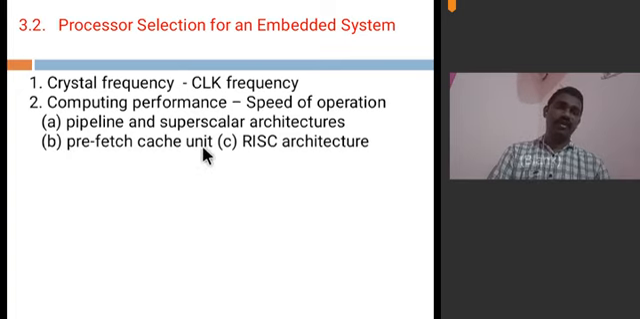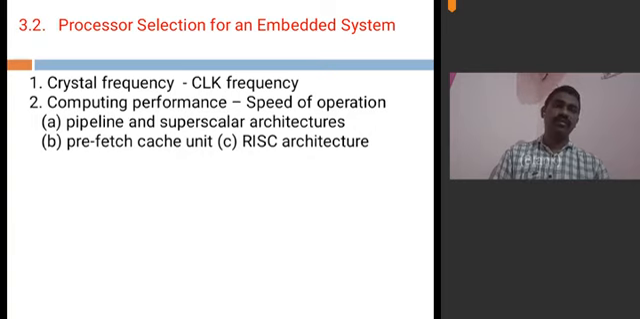Prefetch cache unit. If you are having a prefetch cache unit inside the processor, then what can we do? We can prefetch the instructions when one instruction is in the decoding state. If one instruction is in execution, then at that time we can fetch another instruction and place it in the prefetch cache unit, so that instruction execution will become faster.